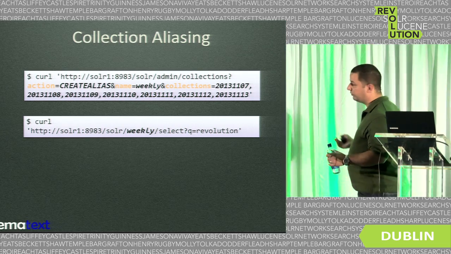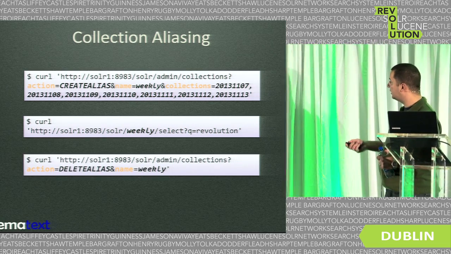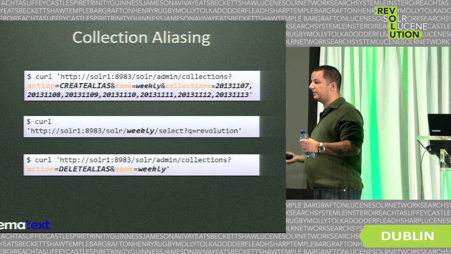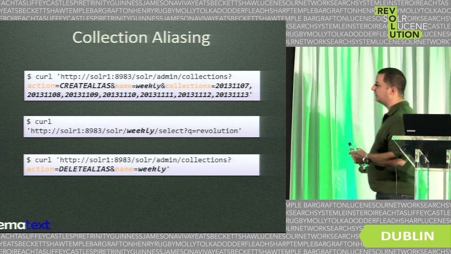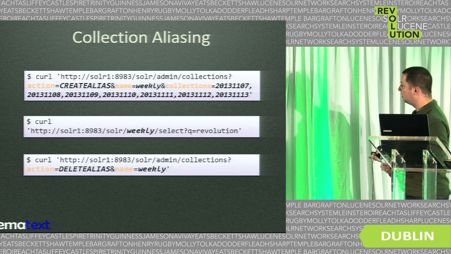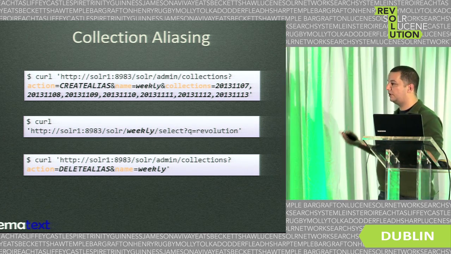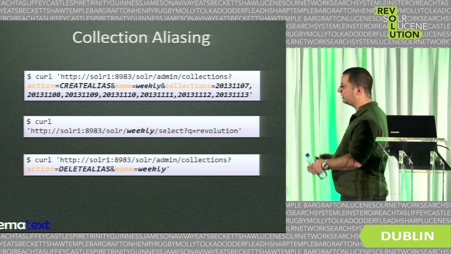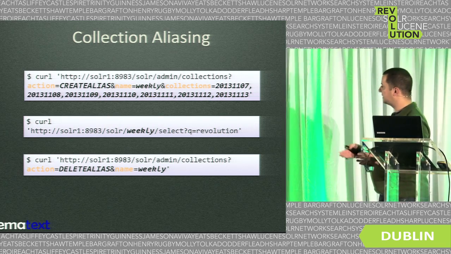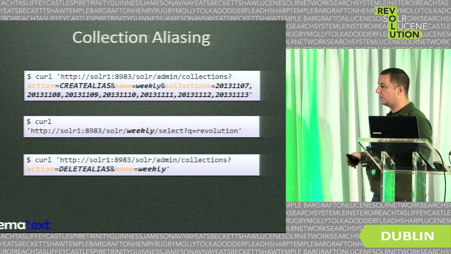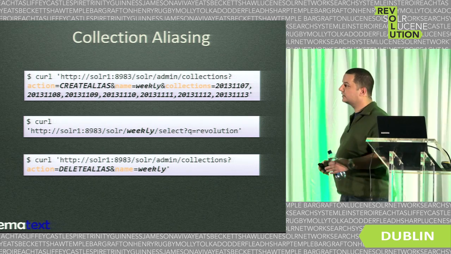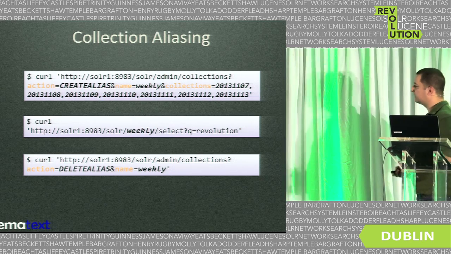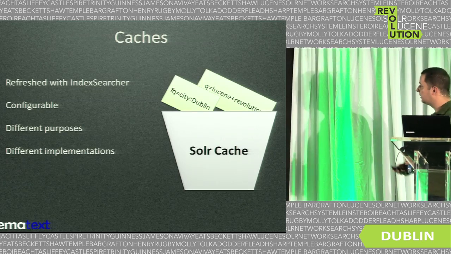We can also delete it if we don't need it. We can run the same command, but with a different collections parameter, to adjust it when a new day comes. That way, we don't have to really bother with what we query. If we need to query the current day or the previous day, we just say, okay, we are querying weekly, or maybe daily, or maybe newest. That depends on the use case, but we can do that with aliases provided by Solr.